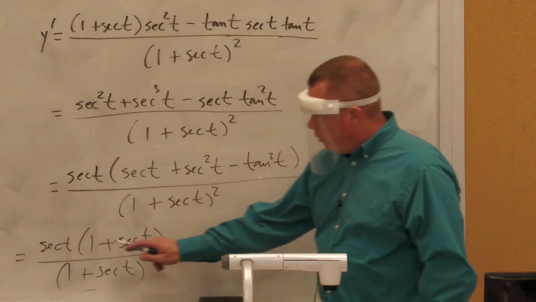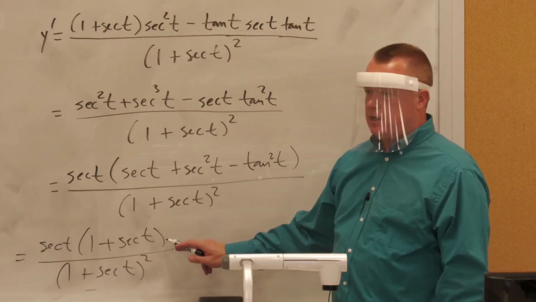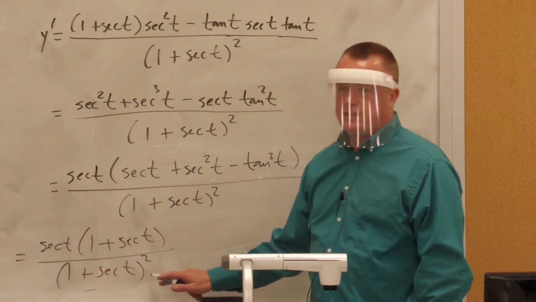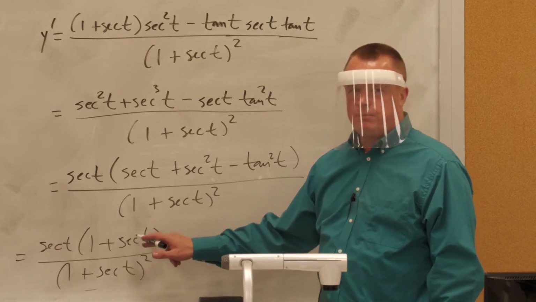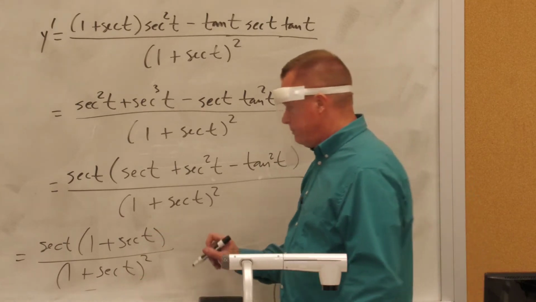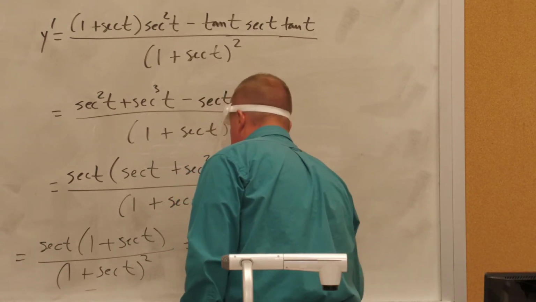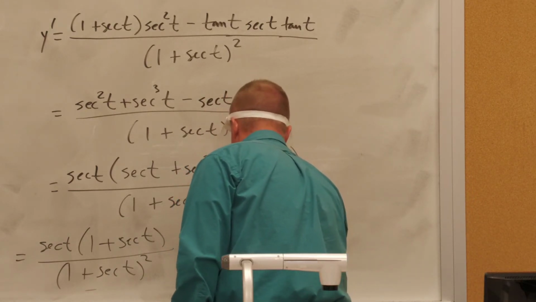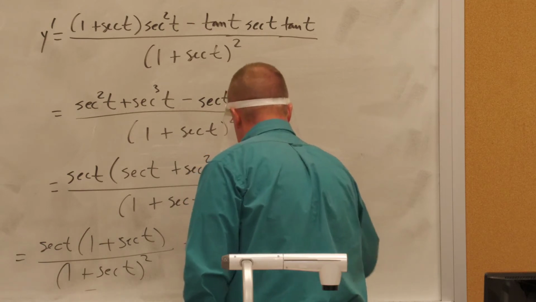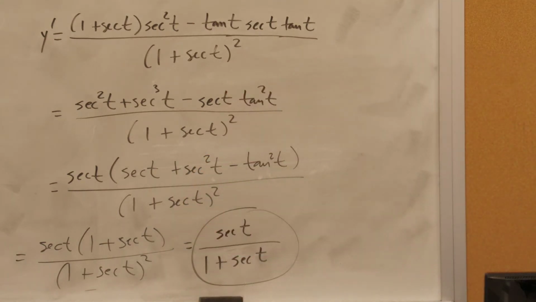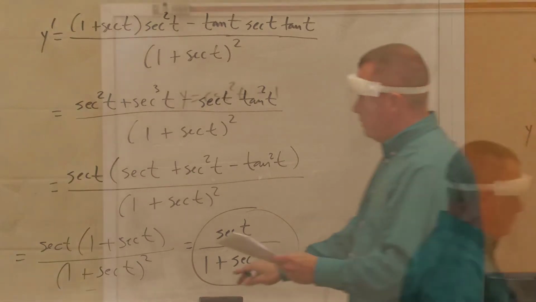Well, we got one factor of 1 plus secant t on the top. We got 2 factors of 1 plus secant t on the bottom. So 1 on the top, we can divide out with 1 on the bottom. So I get secant t over 1 plus secant t. Questions about that? All right, one more of these, and then we'll move on.